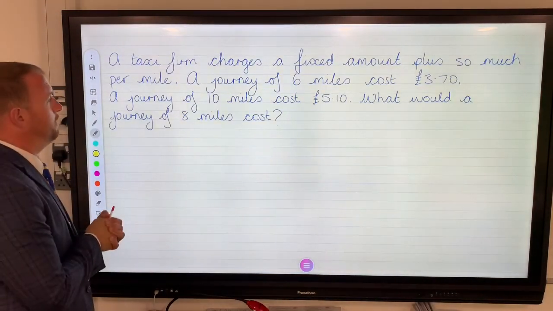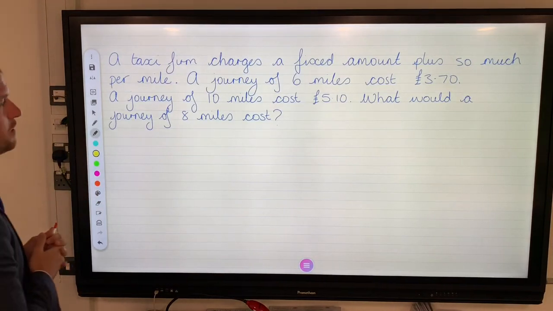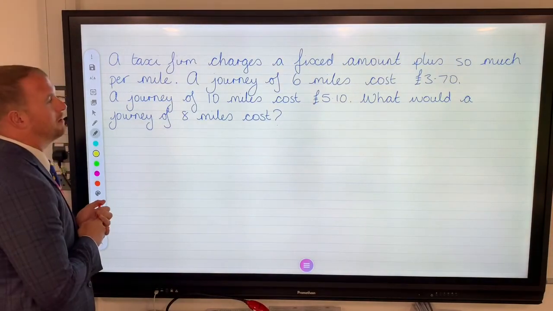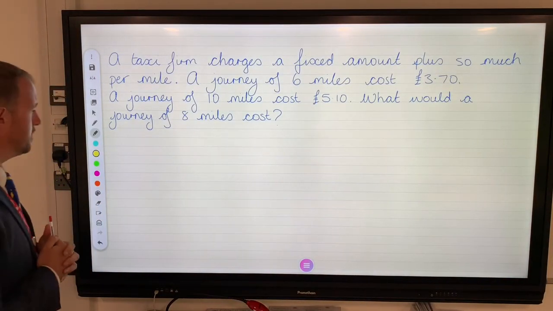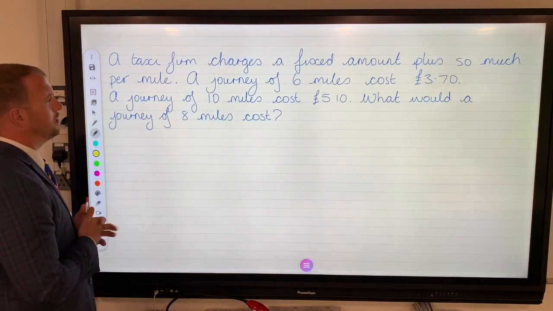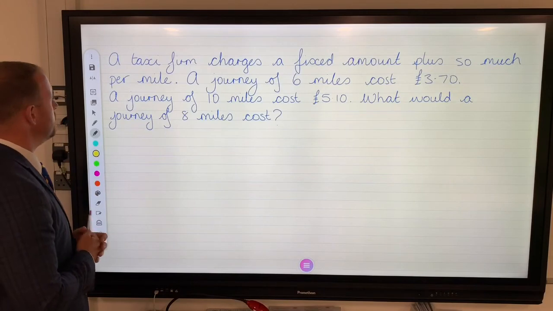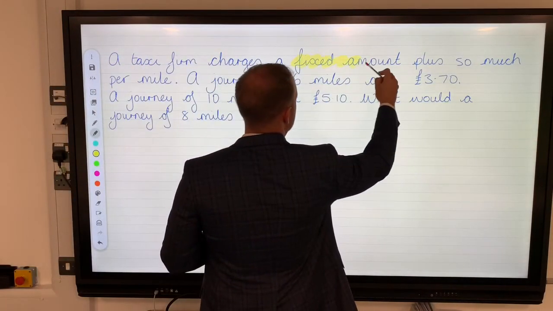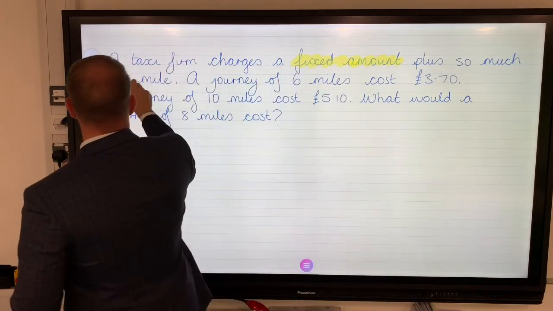Okay, so there's our question then. A taxi firm charges a fixed amount plus so much per mile. Now a journey of 6 miles costs £3.70 and a journey of 10 miles costs £5.10. What would a journey of 8 miles cost? Again, it doesn't say use simultaneous equations or use algebra. We just need to work this out. So we've got some key words here. So it charges a fixed amount plus so much per mile.